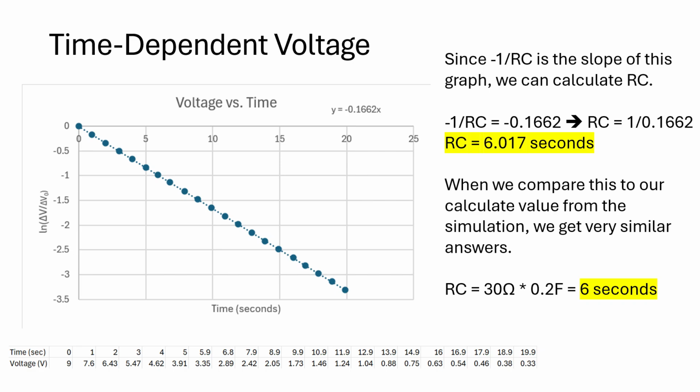And then when we compare this to the value from the simulation, we get a very similar answer. So from the simulation, we multiply the resistance times the capacitance. So 30 ohms times 0.2 farads equals 6 seconds. So our two RC values are very close to each other.